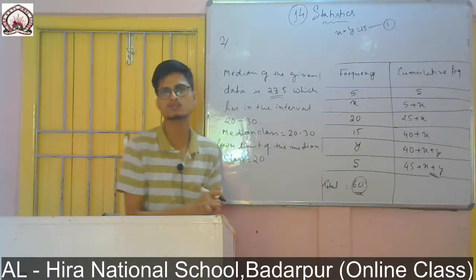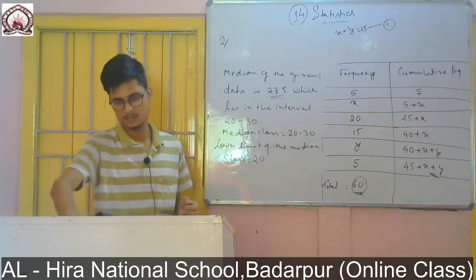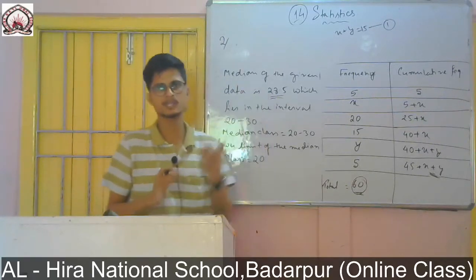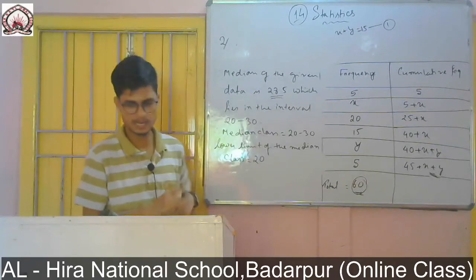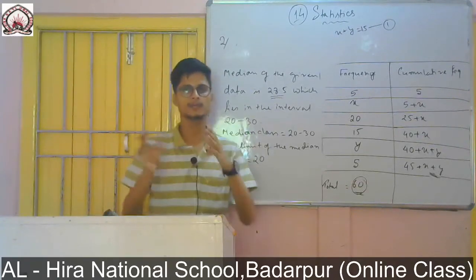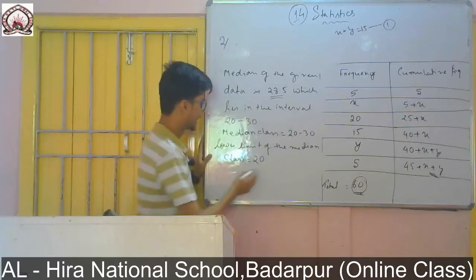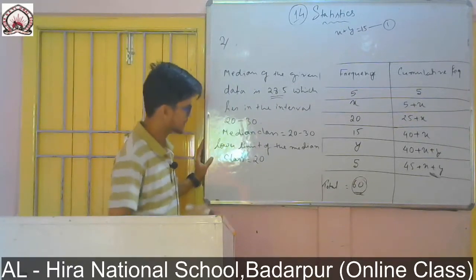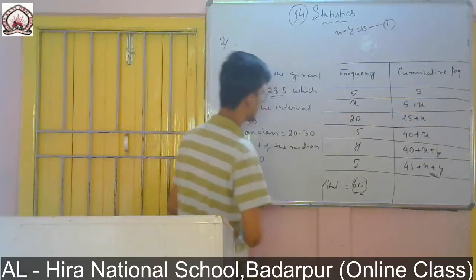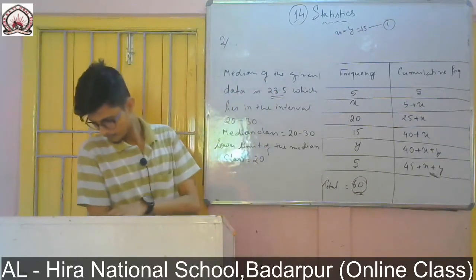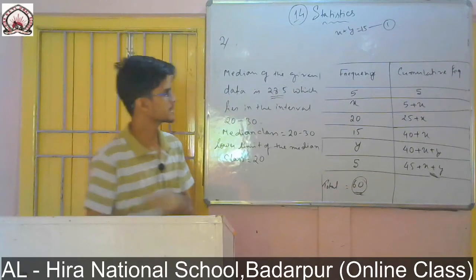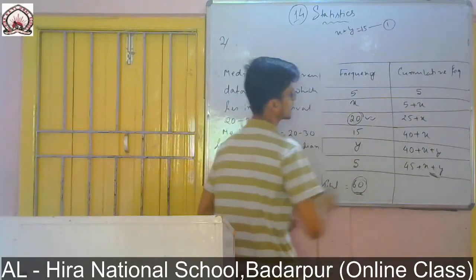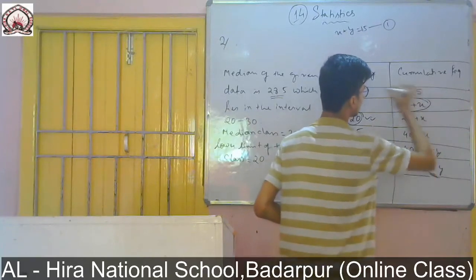We know median equals L plus n by 2 minus Cf, where Cf is the cumulative frequency of the class preceding the median class, divided by f, into h. So I need L, which I have got, and I need Cf, the cumulative frequency. Which one will I take? You see in the table, 20 to 30 lies in this interval, with frequency 20.